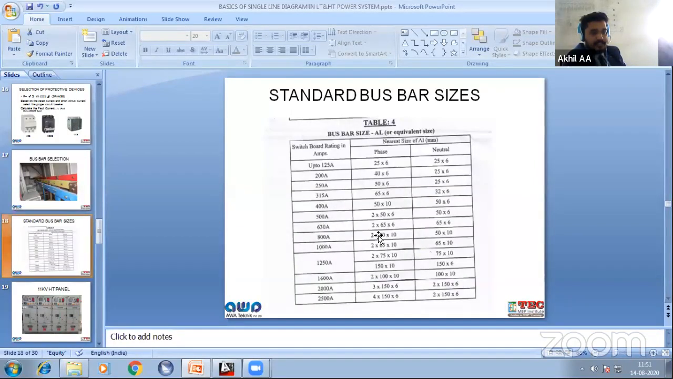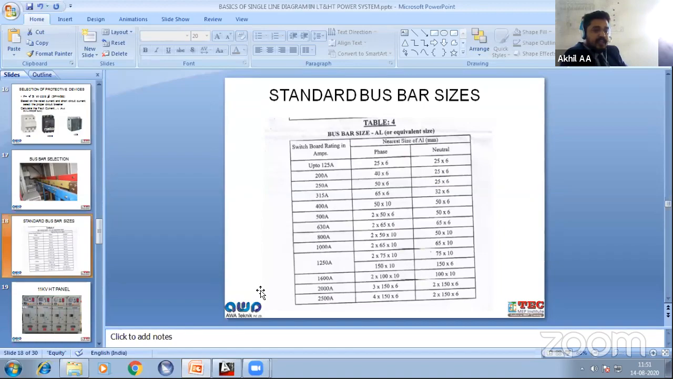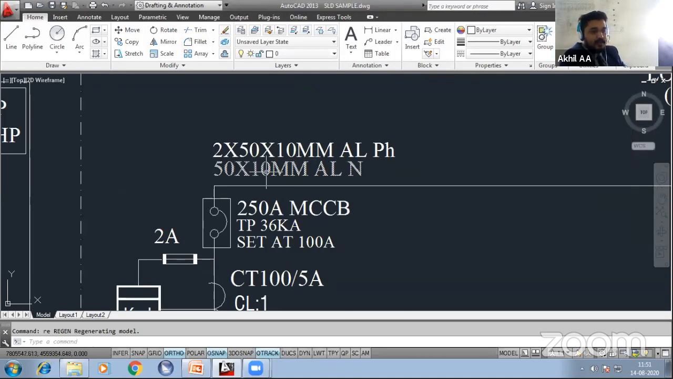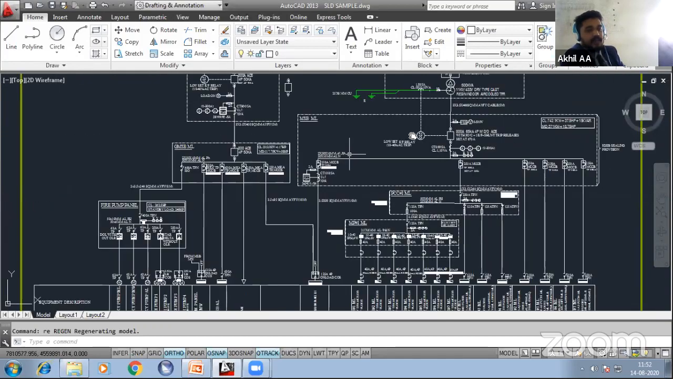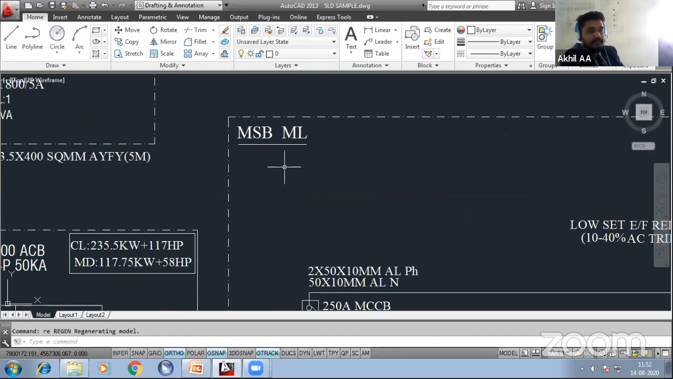up to 800 is 2 into 50 into 10, up to 800 ampere. So since we have taken 800 ampere, you have taken the bus bar as 2 into 50 into 10. And for neutral, we will be taking only half, since neutral will not be carrying all the ampere which is running in the phase. Okay, then this MSB is for the tower 1.